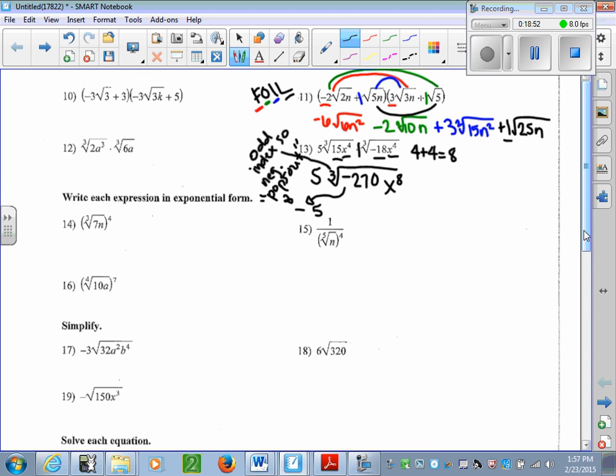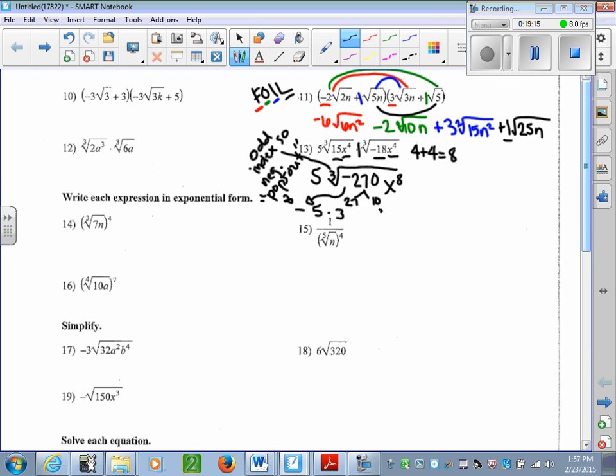You kind of have to think of your perfect cubes. And I know that the 270 is the same thing as 27 times 10. And I know 27 is a perfect cube. So the cube root of 27, I also know, is a 3. Okay. And so that's going to leave me with a 10 under my radical.